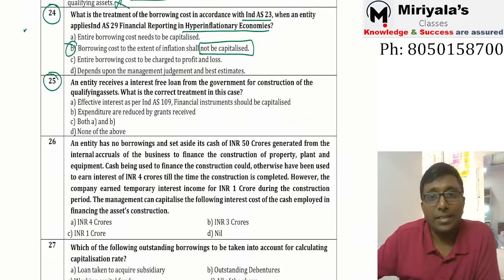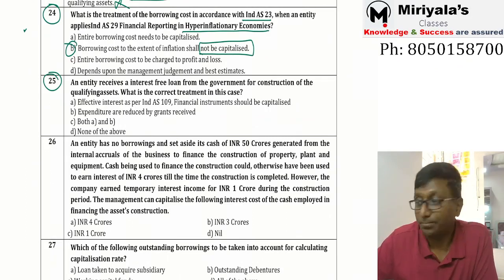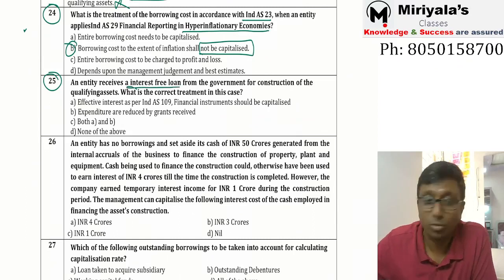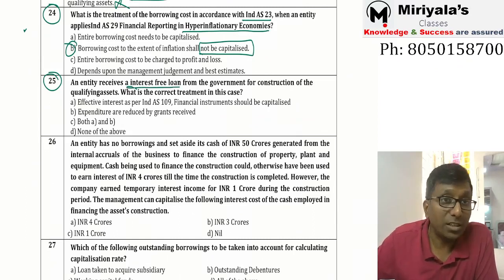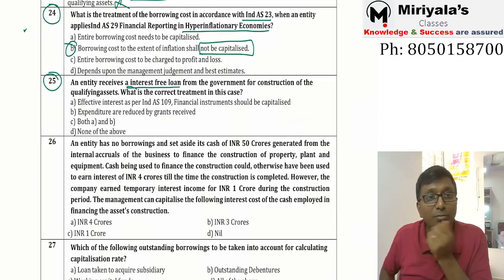An entity receives an interest-free loan from the government for construction of the qualifying asset. You got an interest-free loan. Agreed. What is the correct treatment in this case? Tell me, madam, what is the correct treatment in this case? Read through all 4 options.